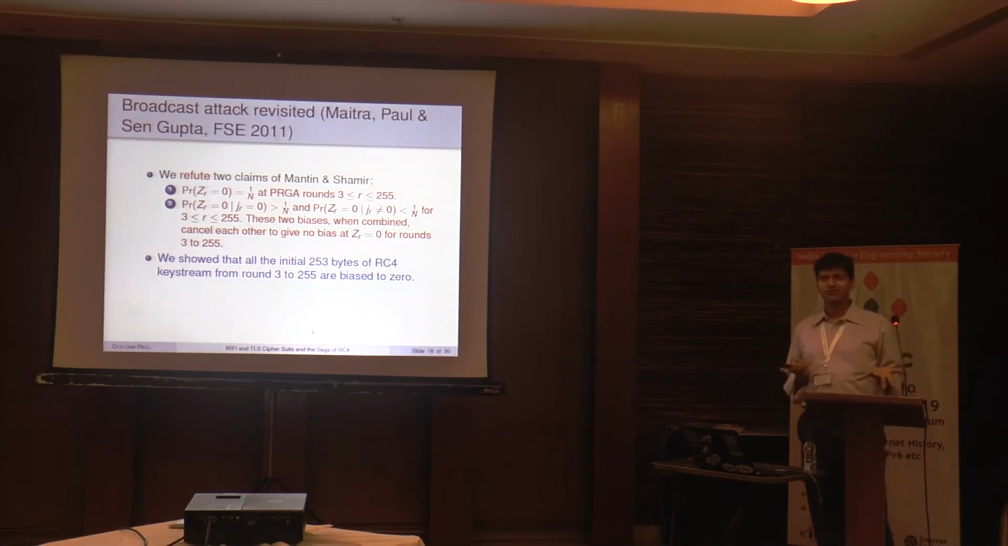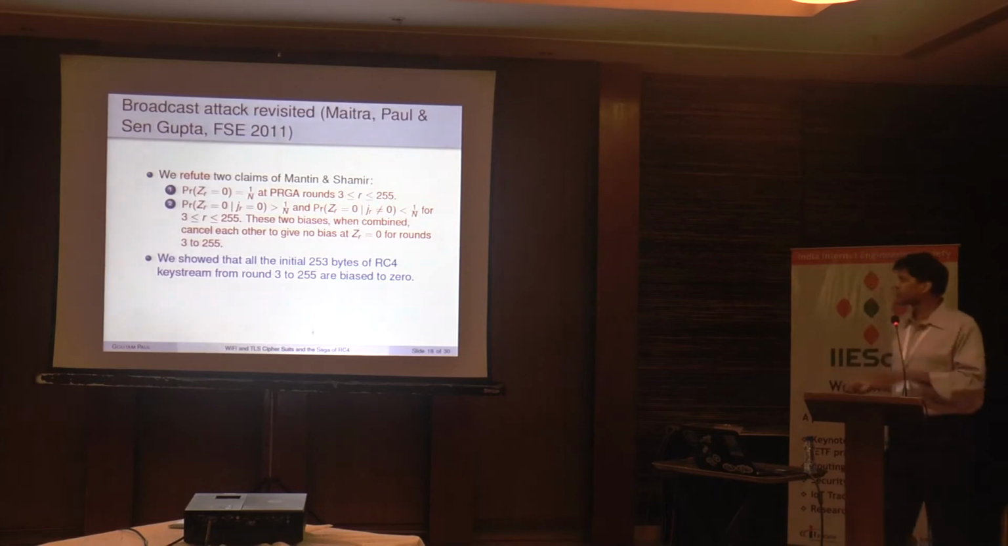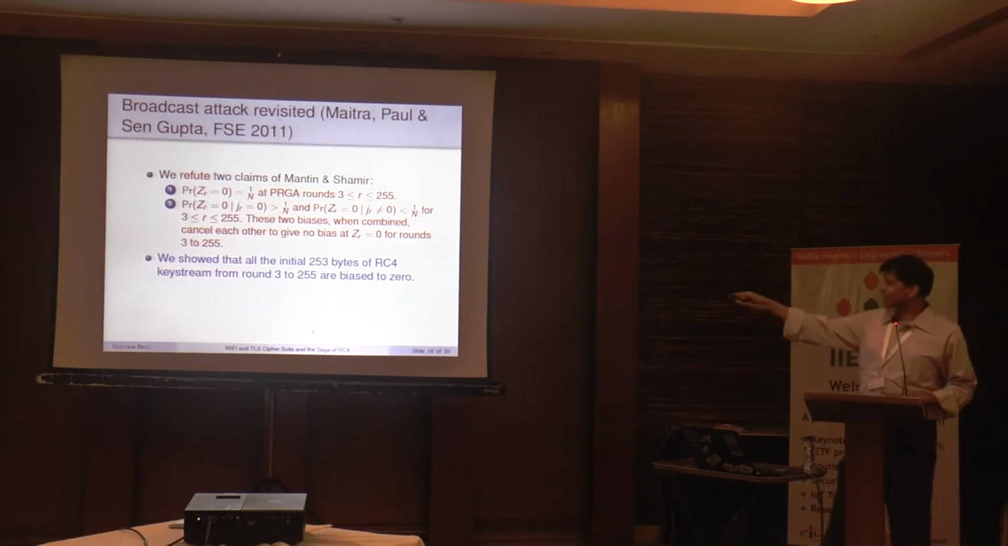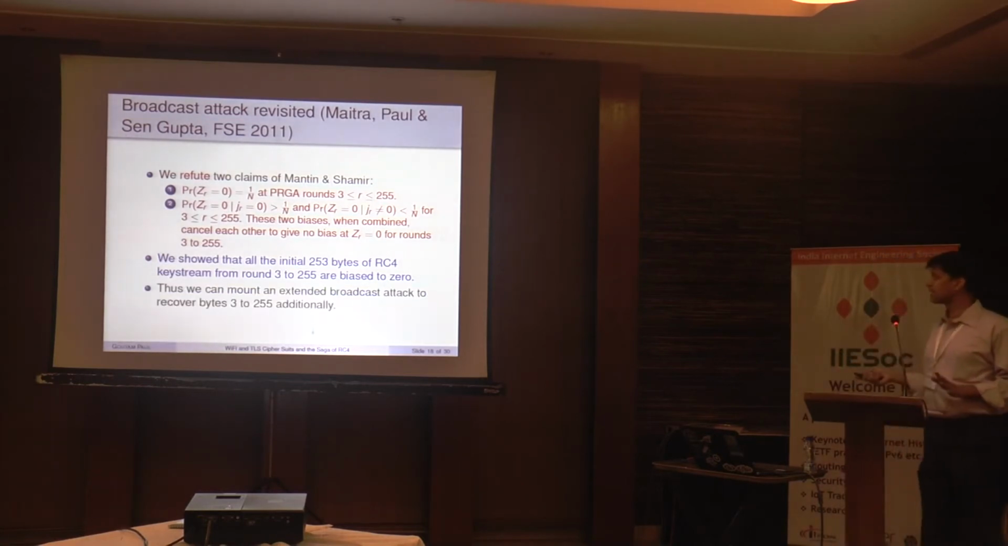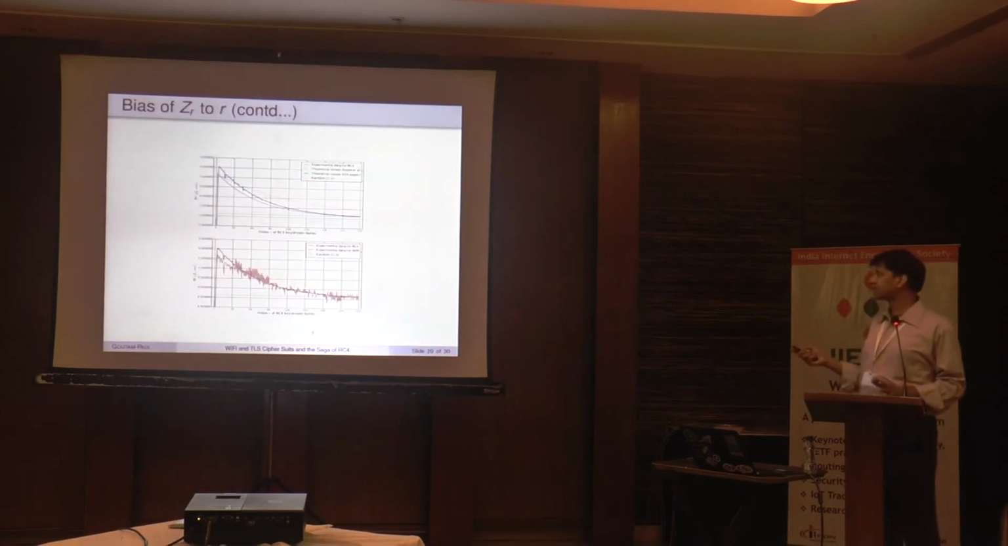So you need a little more data, more samples, more recipients. You require more recipients of the same message to be able to attack. Nothing else. But you can break all the bytes from the third byte to the 255th byte. So all the initial 253 bytes can be broken completely. So that was a major attack.